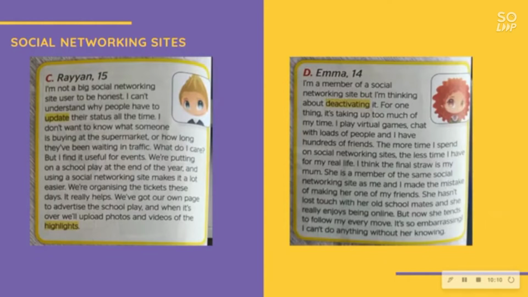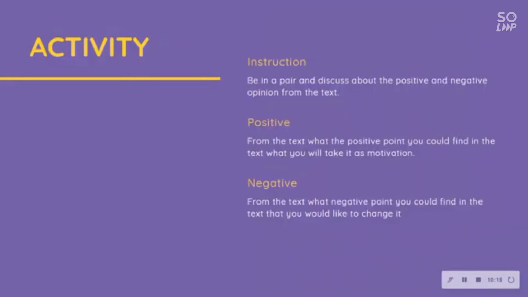Okay. So when they have all read the text, what I want to do is ask them to be in pairs, and they can read together in pairs, and then they have to discuss the positive and the negative opinions from the text. What I mean by positive opinions is the positive points they can find in the text, which you create as a motivation. Like you see the four different opinions there, so they have to find a positive that they think they could use for using the social networking sites, something that can be a motivation that they can use in real life.